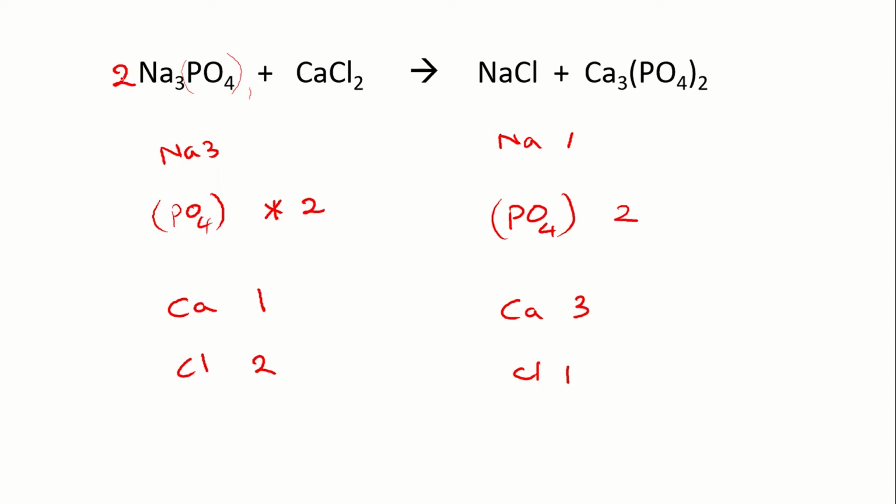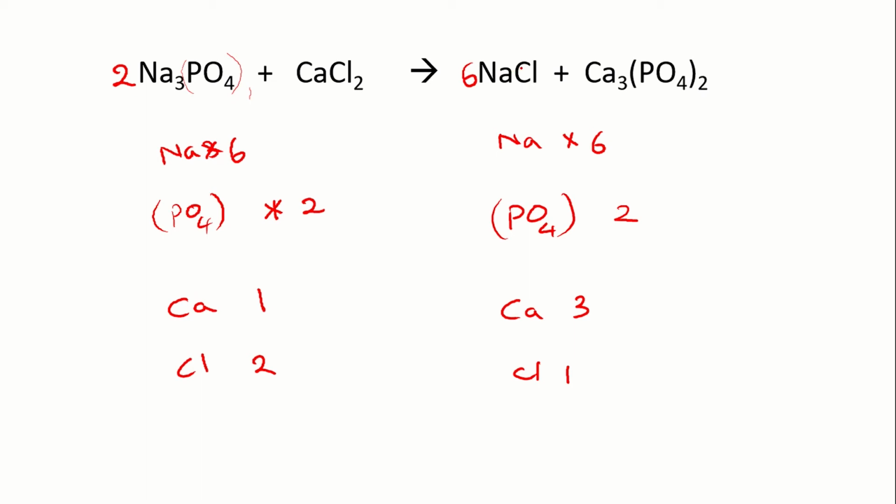What else happens is the number of sodium changes. Now 2 into 3, I'm going to end up with 6 sodiums. If I end up with 6 sodiums on the reactant side, I must have 6 on the product side. That means I'm going to add this coefficient. Now I added 6 sodium.